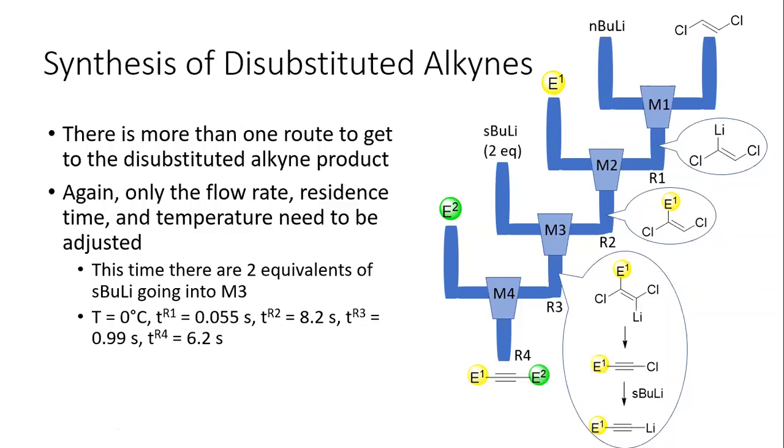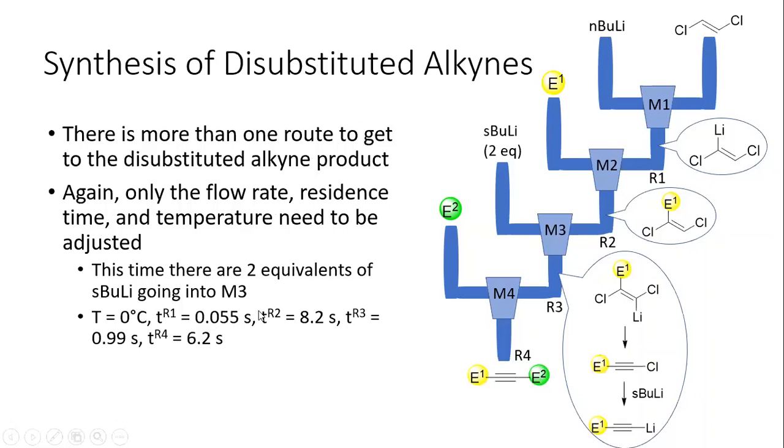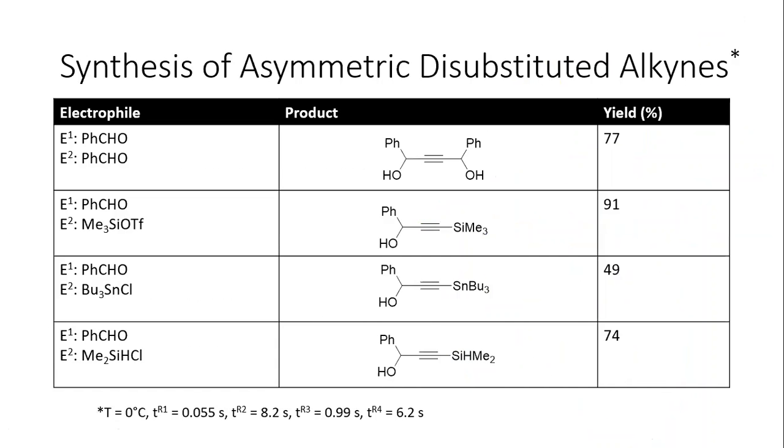If we want to compare these 2 routes to the alkyne product, we can see that in this first example, the residence times, especially in R1, are quite long, at 50 seconds here. Whereas in the second example, the residence times are much shorter, so this is maybe a more efficient example. Both are carried out at 0 degrees Celsius. So we can see from this table that the flow microreactor can be used with a variety of different electrophiles to form many different disubstituted alkyne products, again in very good yield.